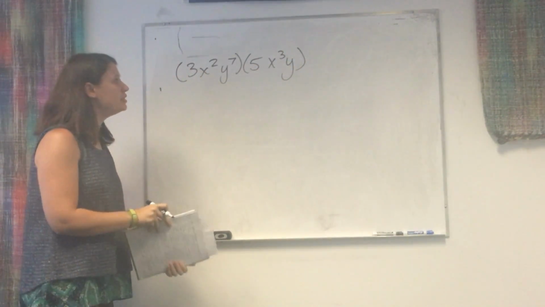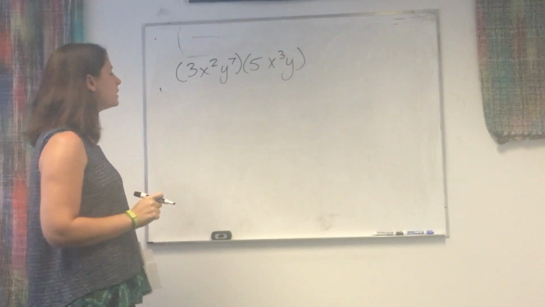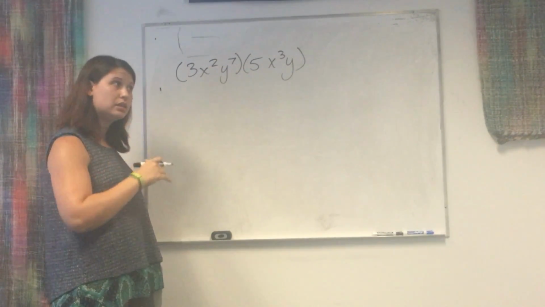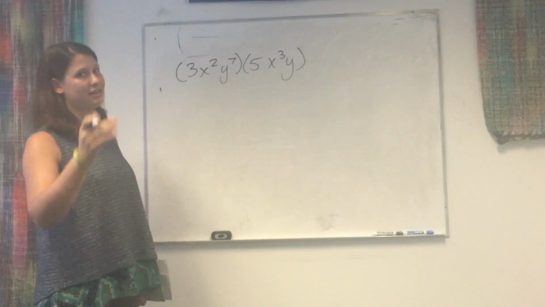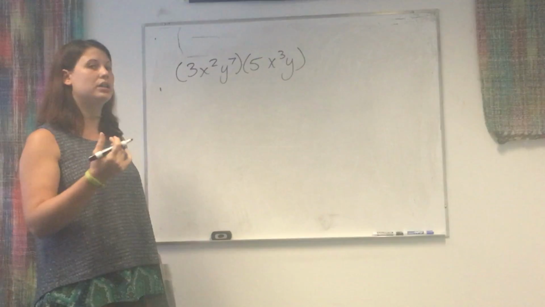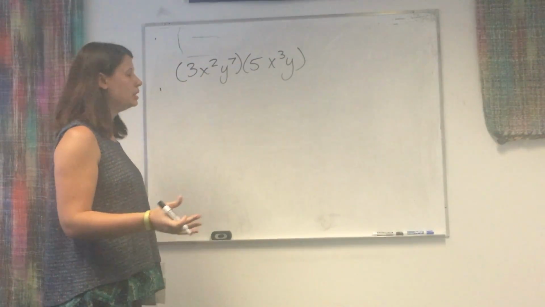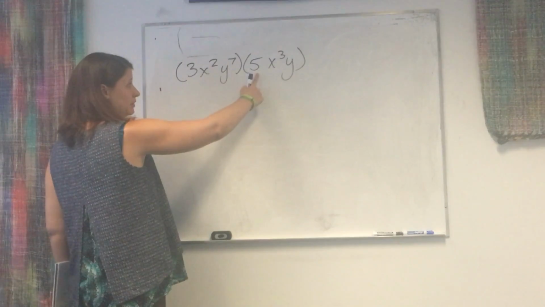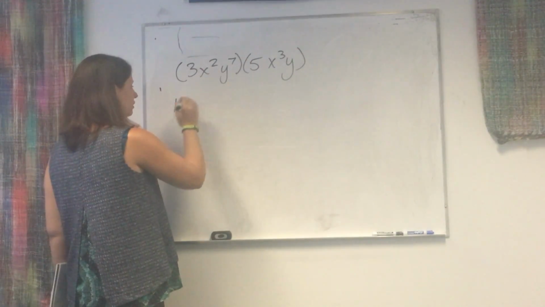Okay, so if we have these two monomials, the easiest way of doing it is always look at the numbers, then look at the next variable, then look at the next variable, okay? Take it one piece, one step at a time. Don't try to do everything all at once. You'll get overwhelmed if you do. So 3 times 5, well, that makes 15.